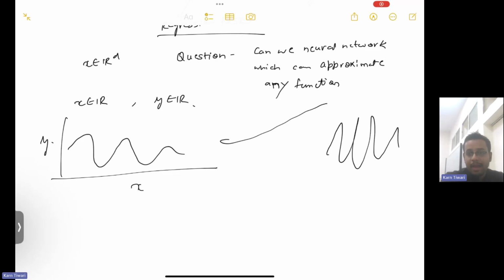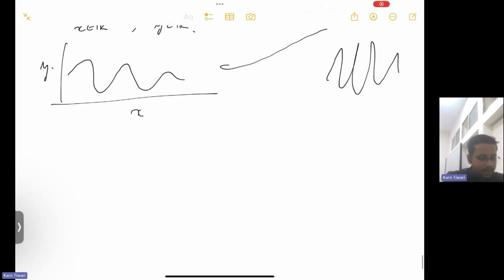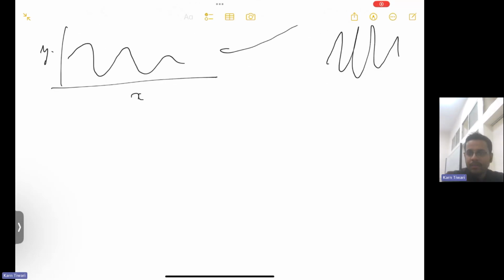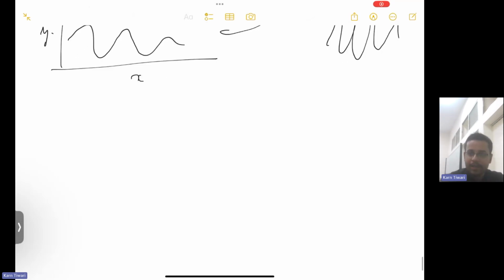Any function can be sine, cosine, tangent, e to the power minus x, log x, or a combination of these, or anything. So how do we approximate this function using a neuron? And what are the fundamental quantities that a neuron should satisfy in this case? These are some of the questions which arise. I will explain these things in the upcoming time.